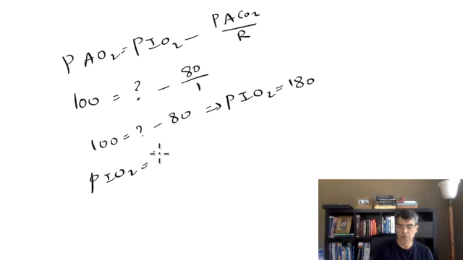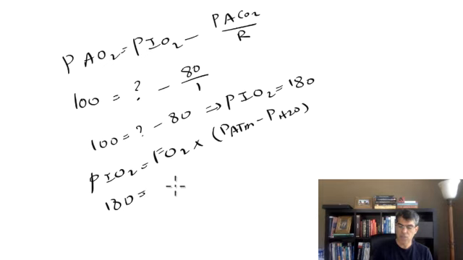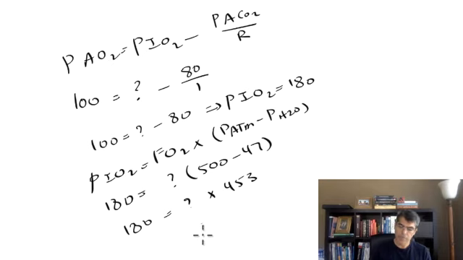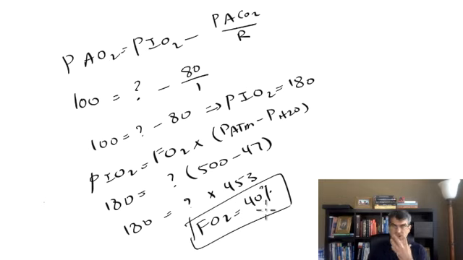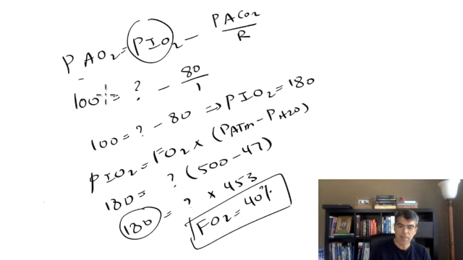PiO2, we said, is equal to FiO2 times atmospheric pressure minus the pressure of water. We said this one is going to be 180. So what would my FiO2 be if my atmospheric pressure is 500 minus 47? This one is going to be 453. So 453 times FiO2 equals 180. Therefore my FiO2 should be around 40%. If I give oxygen through the mask with 40% oxygen, then as a result my PiO2 would be 180. When my PiO2 is 180, my PaO2 would be 100.